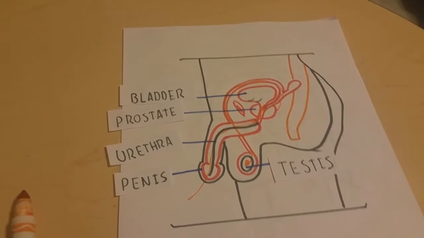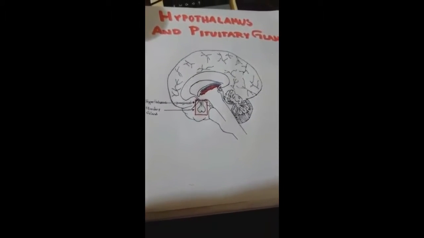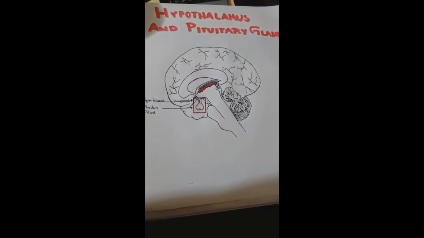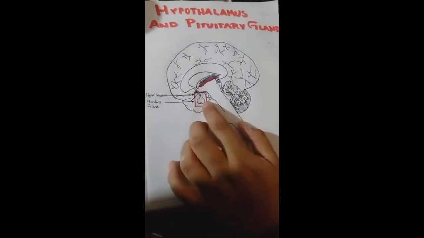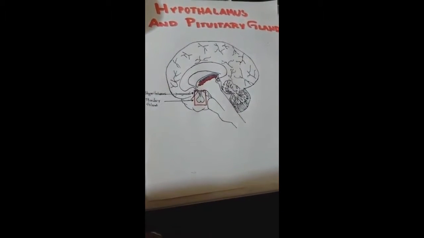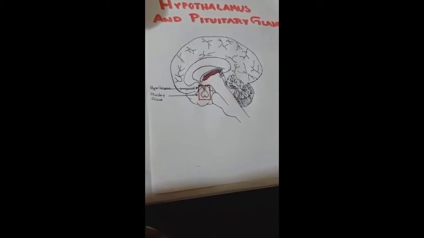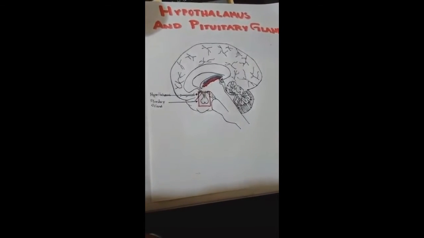Thank you. My name is Octavio, and I will talk about the hypothalamus and pituitary gland in the human brain. The hypothalamus is located below the thalamus and sits just above the brainstem. Its primary function is to maintain homeostasis in the body. The hypothalamus links the nervous and endocrine systems by way of the pituitary gland.